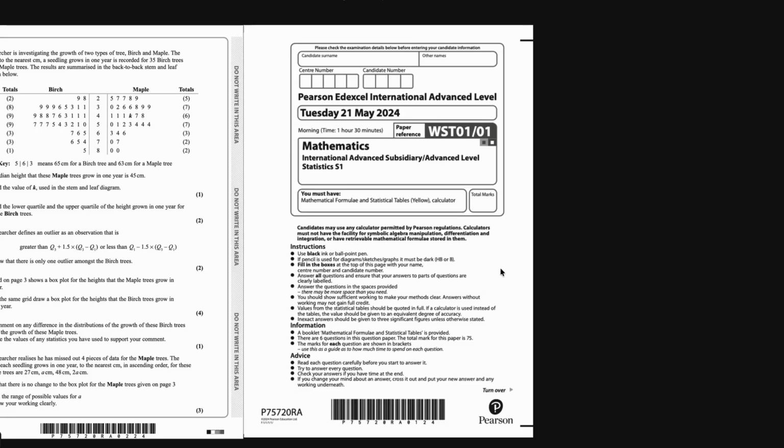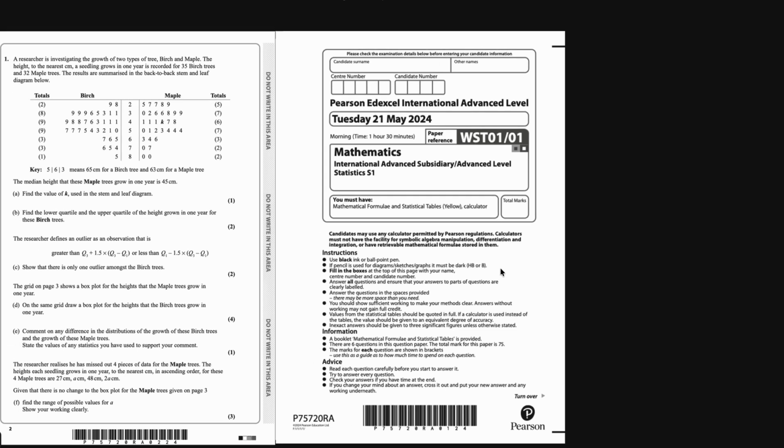Today we're solving International A-Level Maths paper S1 for the session May 2024. So let's start with question 1.